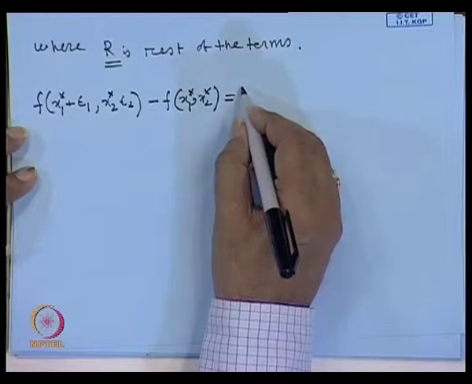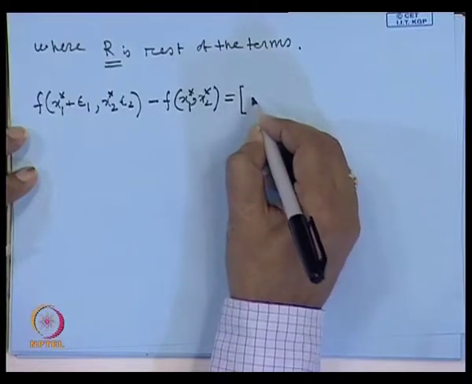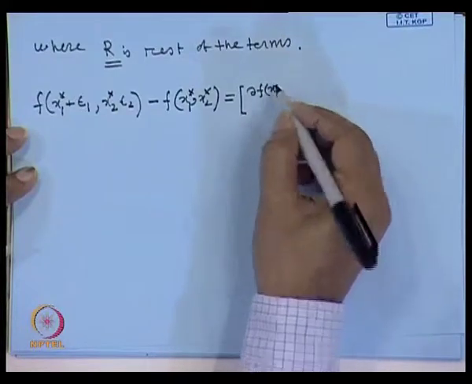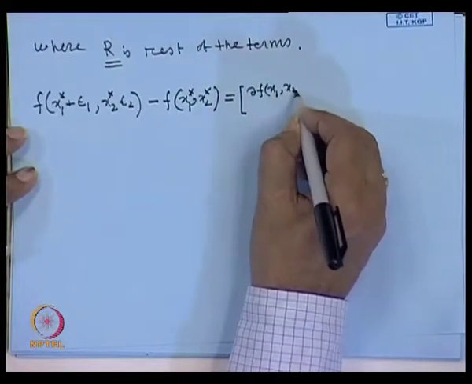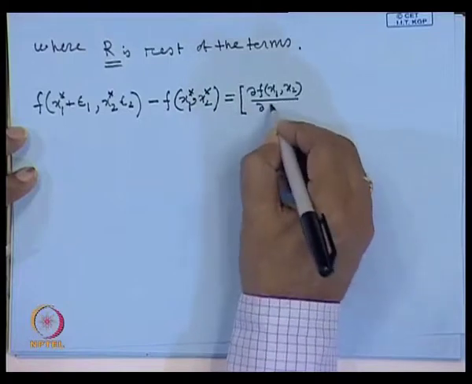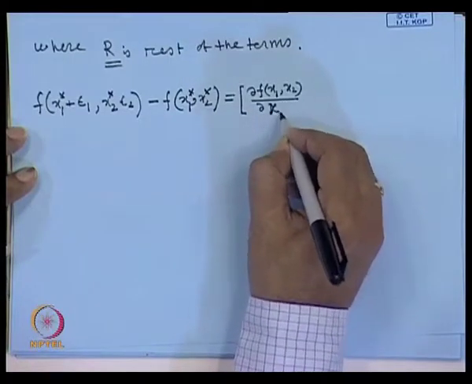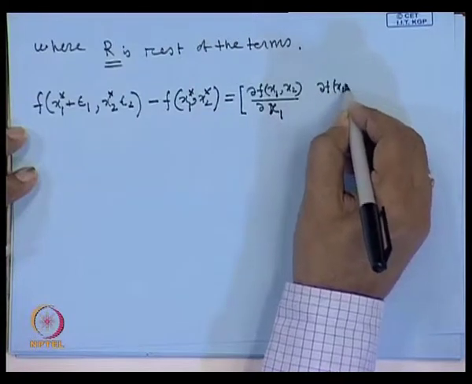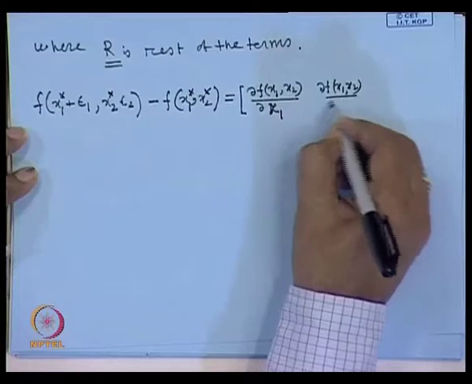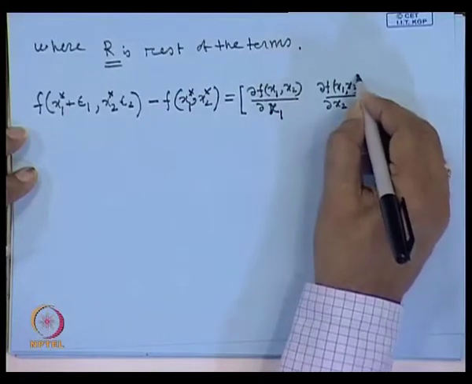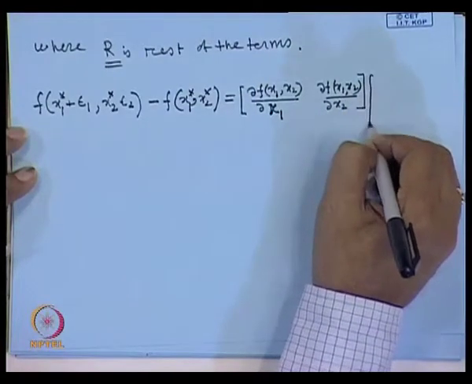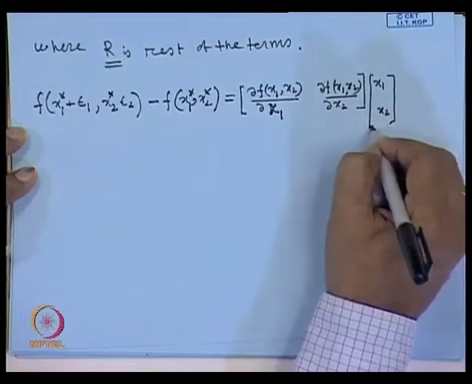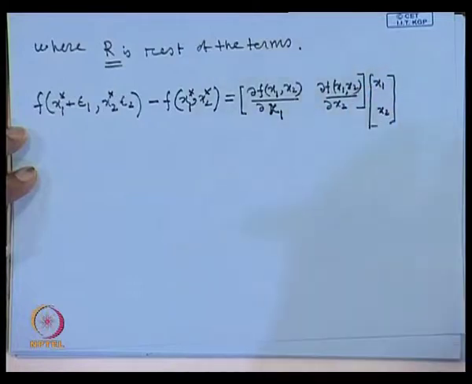You see carefully what I am writing in matrix and vector form: a row vector of the derivative of f with respect to x1, then with respect to x2, evaluated at x1 star, x2 star, multiplied by the vector epsilon 1, epsilon 2. So, this is the first order part of the derivative.